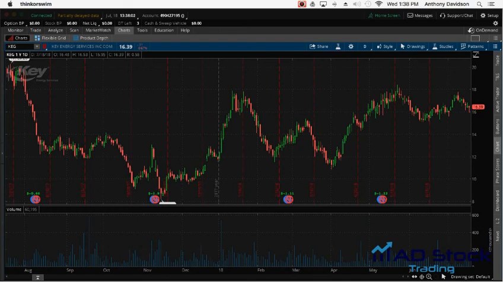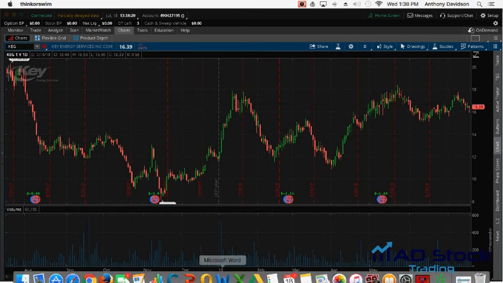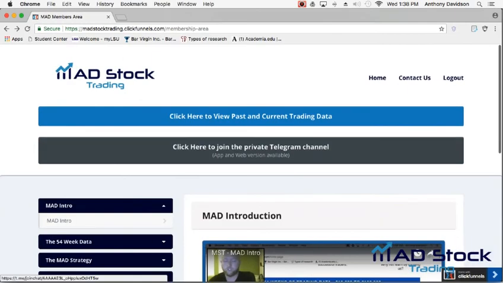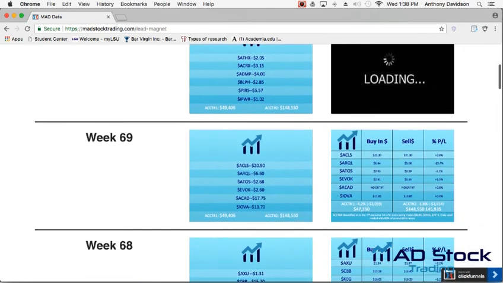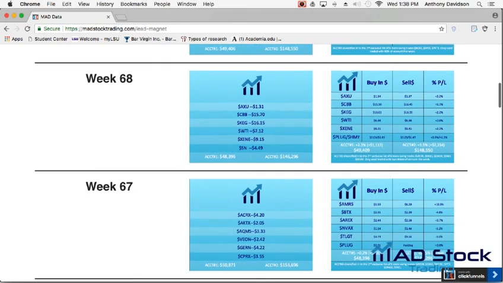Talk about two key things here: the charts on a swing trading chart versus how they look on a day trading chart, and the risks associated with that. So right here is the daily chart for KEG. KEG was a recent pick of ours. So if you're here in the members area, click here to view past data. Where is it? Right here.